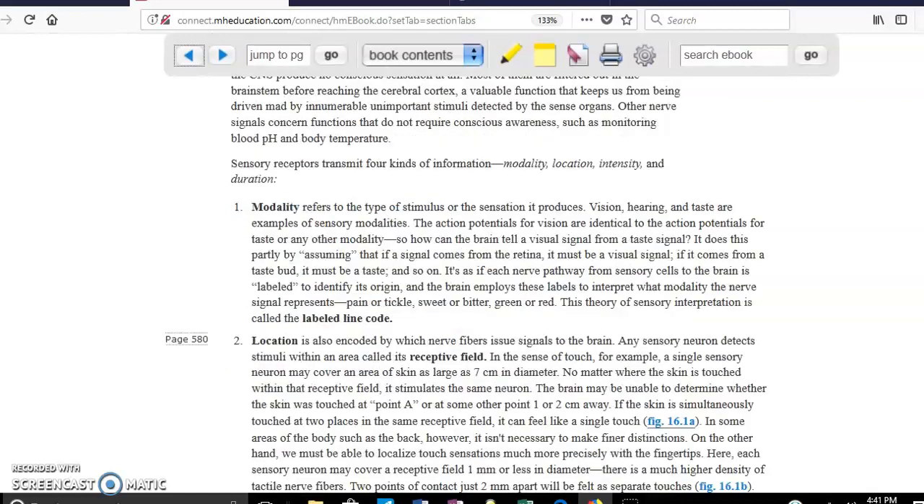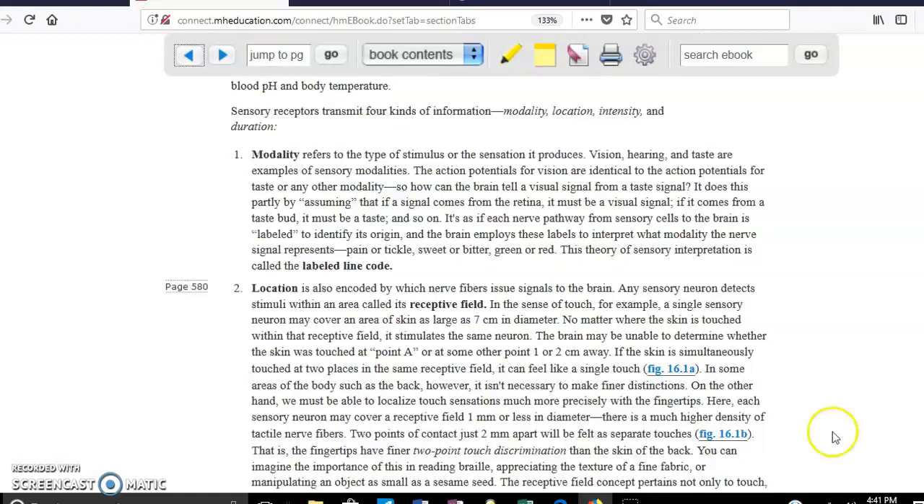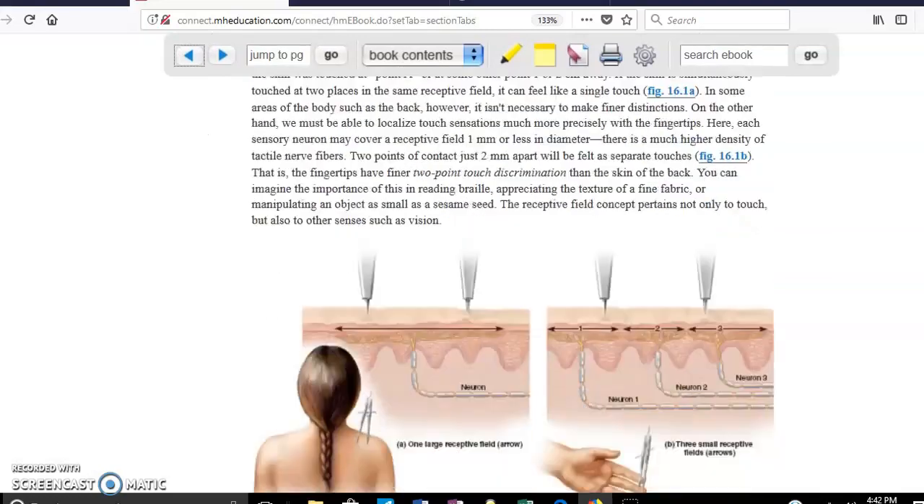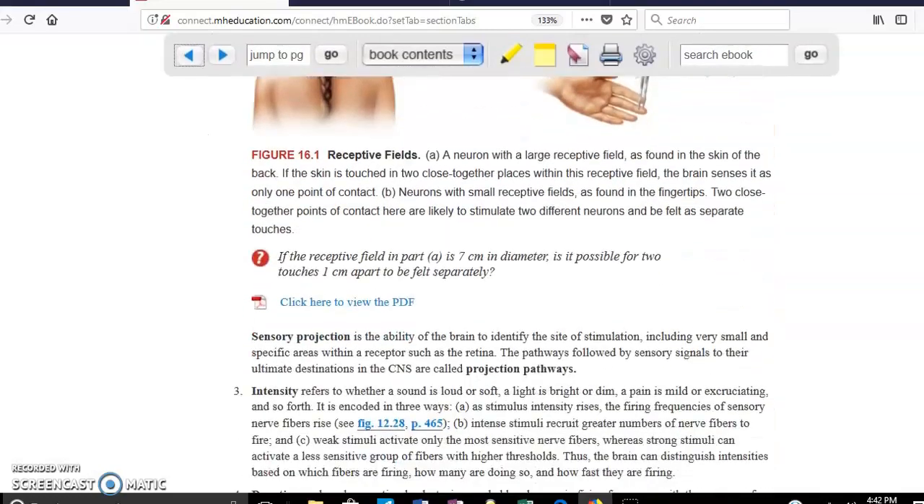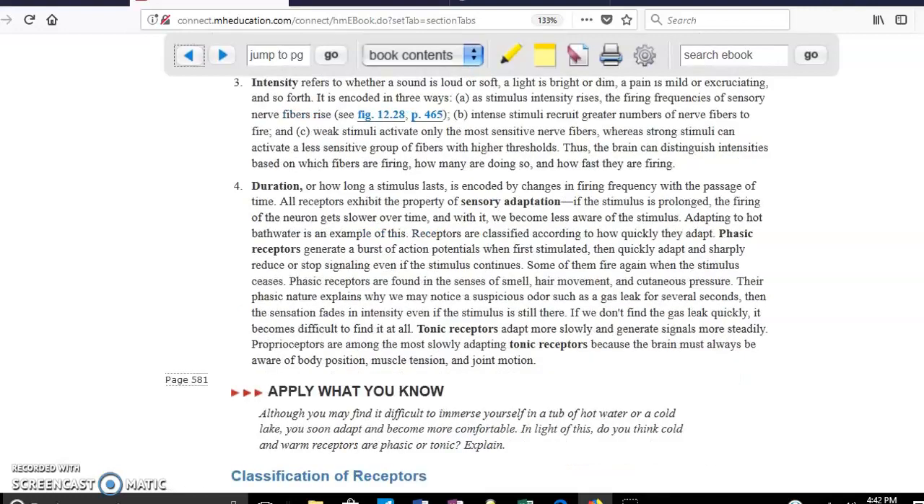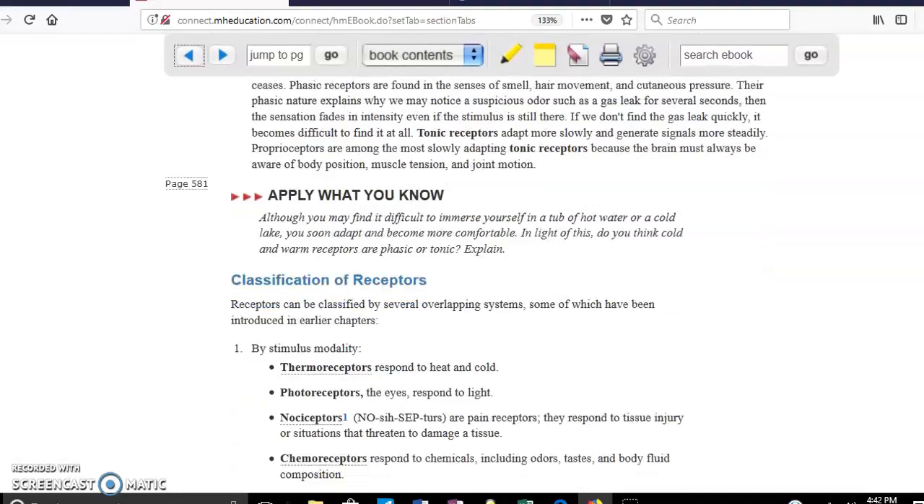What type of information can a receptor transfer to your brain? It can transfer, for example, modality, such as whether the information is hearing or taste or vision; location, the area where it's coming from, whether it's coming from your hand or from your back, as you can see in that figure; intensity, if it's loud or soft; and duration, whether it lasts 10 seconds or 10 hours.